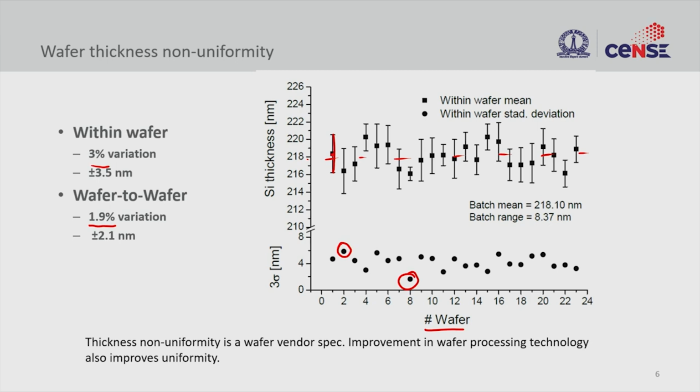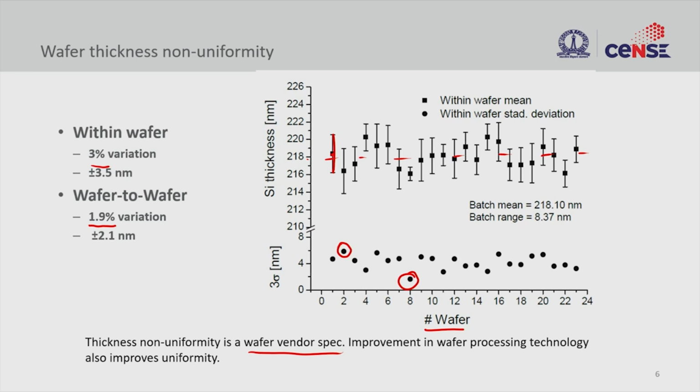So when you are buying a wafer from an external vendor, the specification is given by the vendor, so you don't have much control over the uniformity, right? But over time, generation after generation, the thickness uniformity is also improving, which is very good, but you need to be aware that there is a thickness variation.